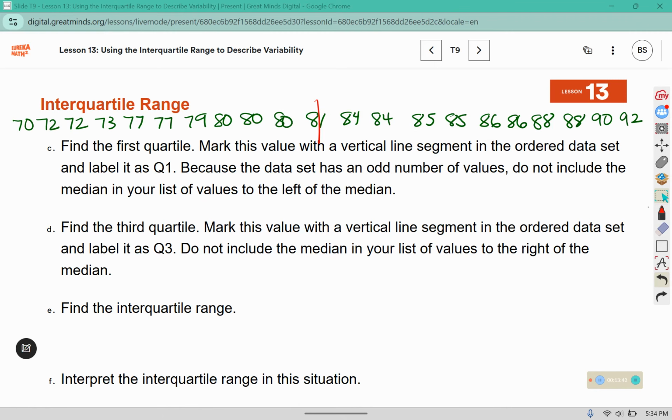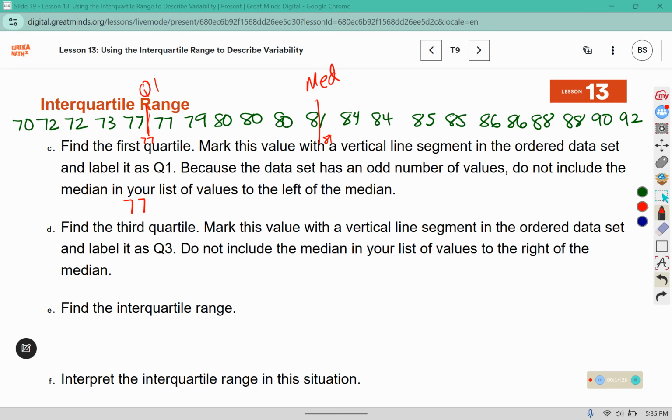So there are 10 values here. 1, 2, 3, 4, 5, 6, 7, 8, 9, 10. So there should be 5 on each side of our line. 1, 2, 3, 4, 5. And then 5 on this side of the line. 1, 2, 3, 4, 5. So in between, we have 77 and 77. Between 77 and 77 gives us a Q1 of 77. And this is the median, also known as Q2, and it is on 81.